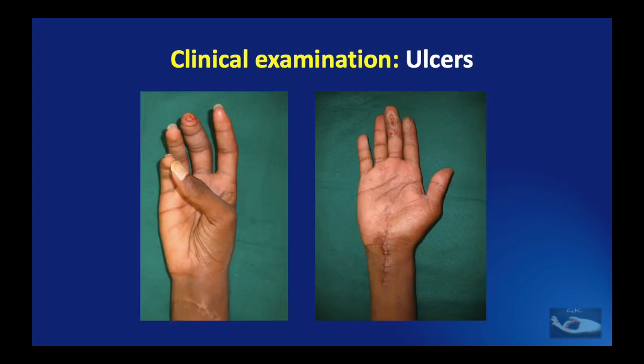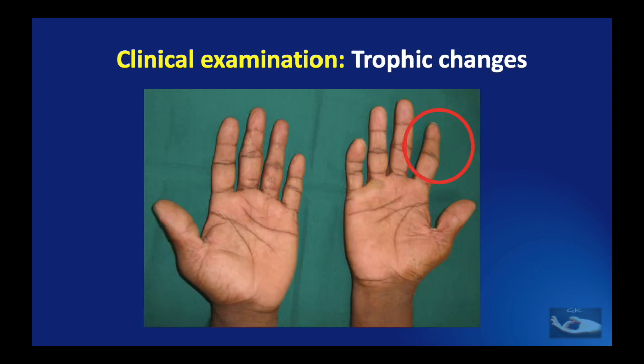When the patient starts using his insensate hand for work, he can develop ulcers due to inadvertently holding very hot objects. This will typically be seen in the index finger and the middle finger. Along with motor and sensory deficit, there will also be a loss of autonomic function of the involved nerve.